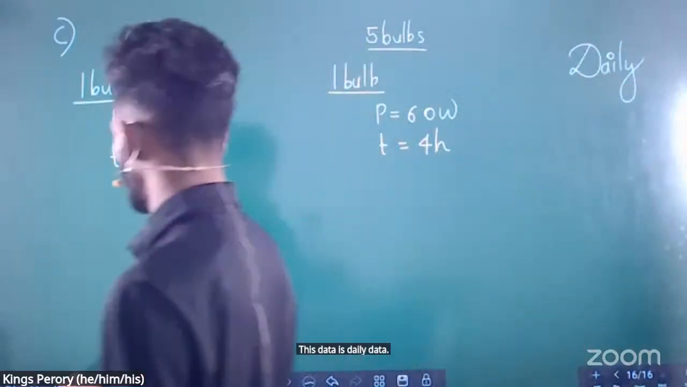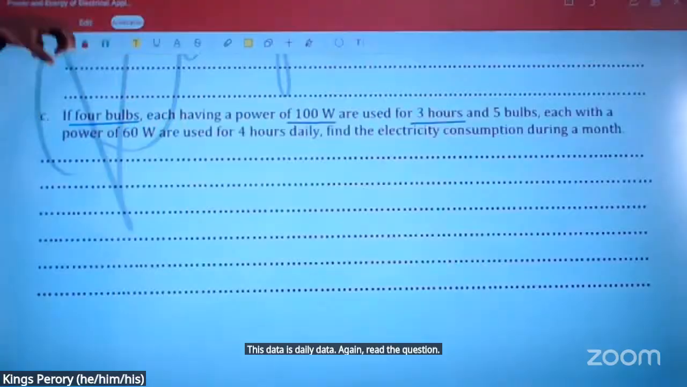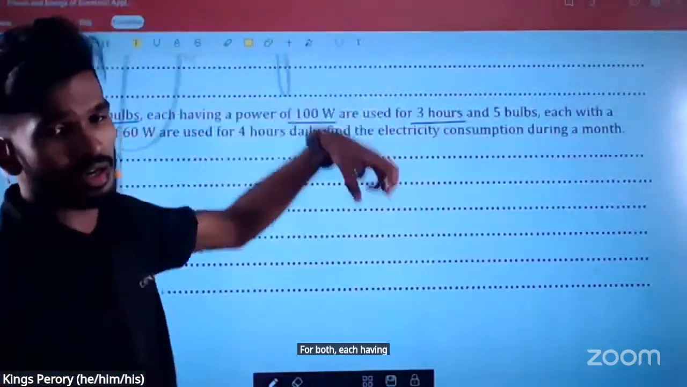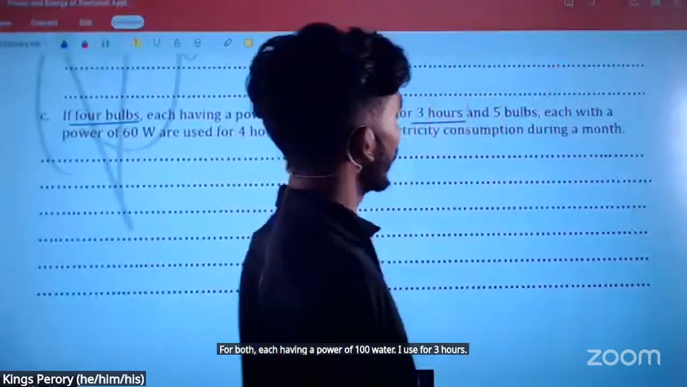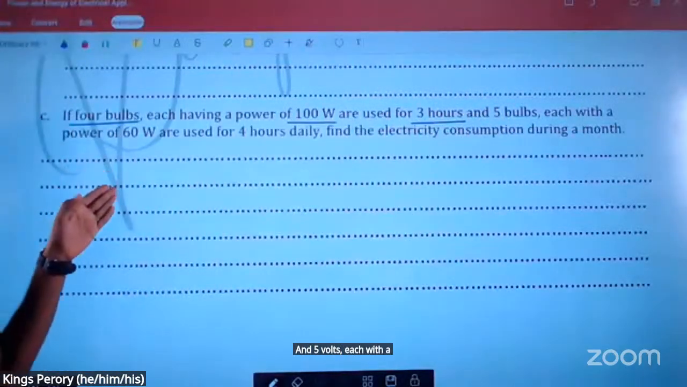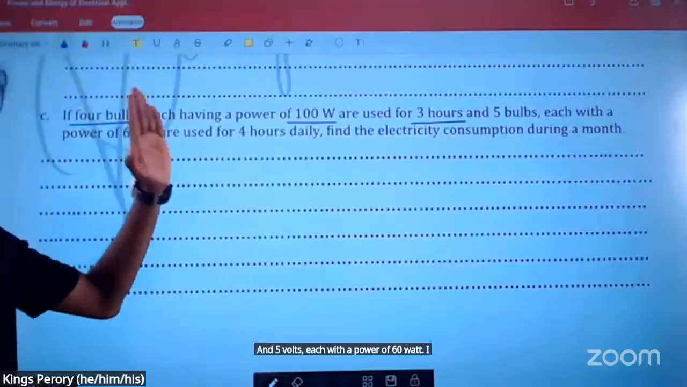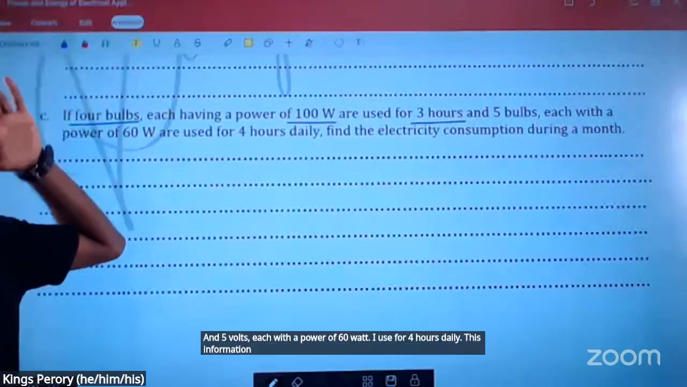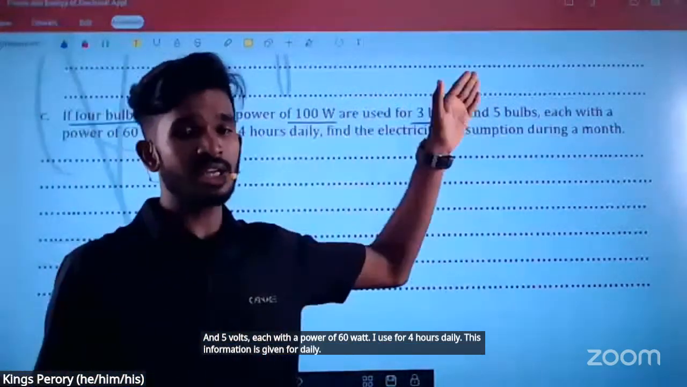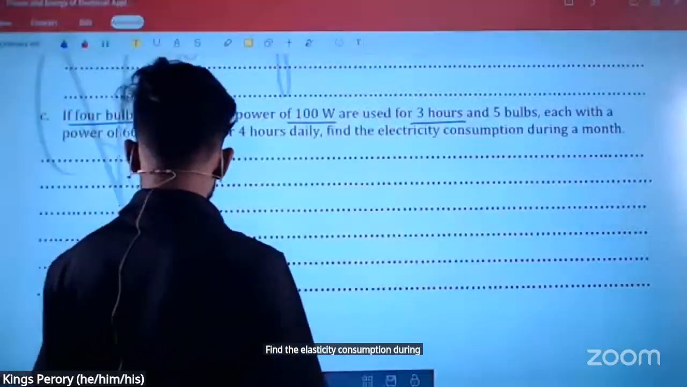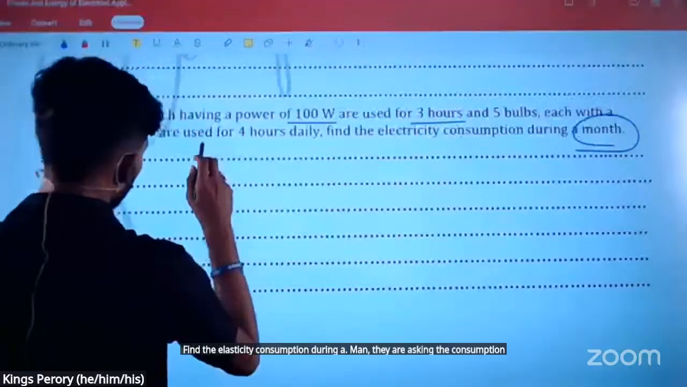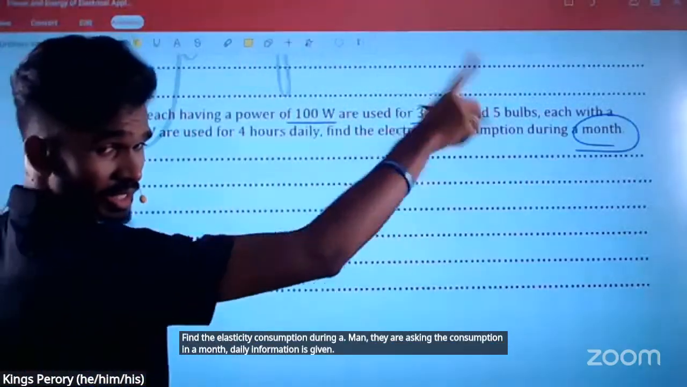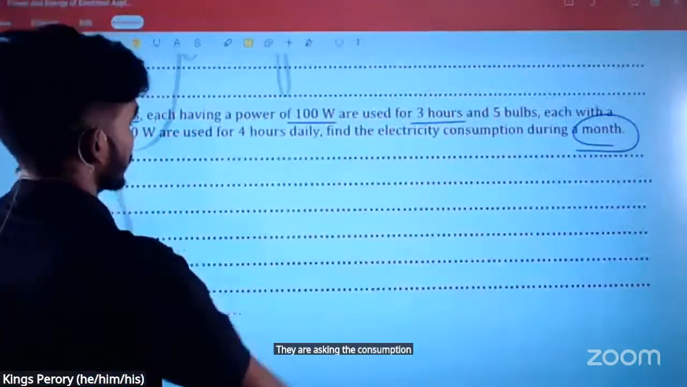Again, read the question. 4 bulbs, each having a power of 100 watt, are used for 3 hours. And 5 bulbs, each with a power of 60 watt, are used for 4 hours daily. This information is given for daily. Find the electricity consumption during a month. They are asking for the consumption in a month, but daily information is given.